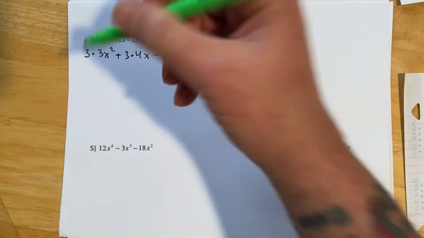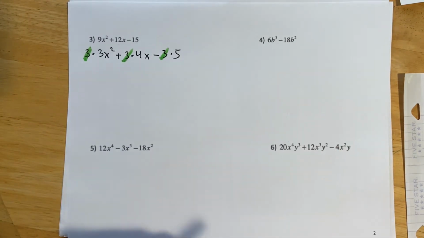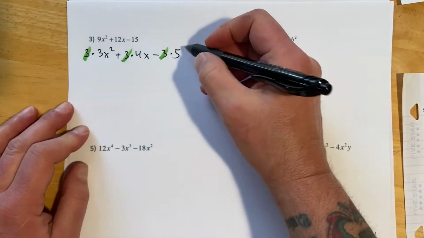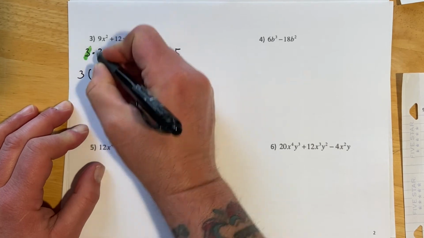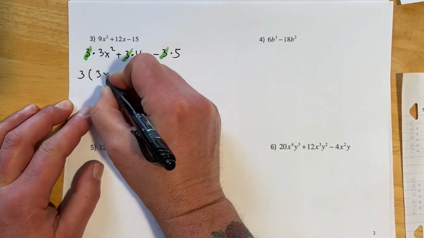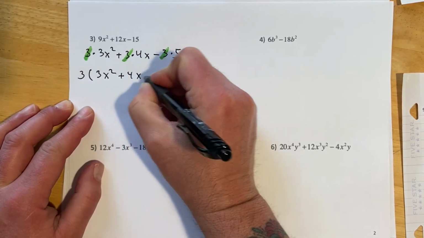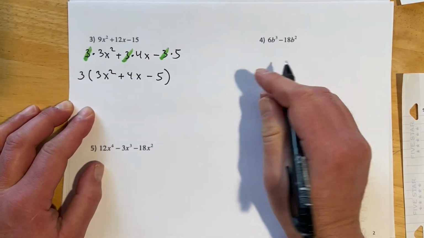So right there's this common factor of 3 in every one of these terms. And so the idea is I'm going to take that out front and then rewrite it as a distribute. So it's going to leave the 3x squared behind, the 4x, and the minus 5.